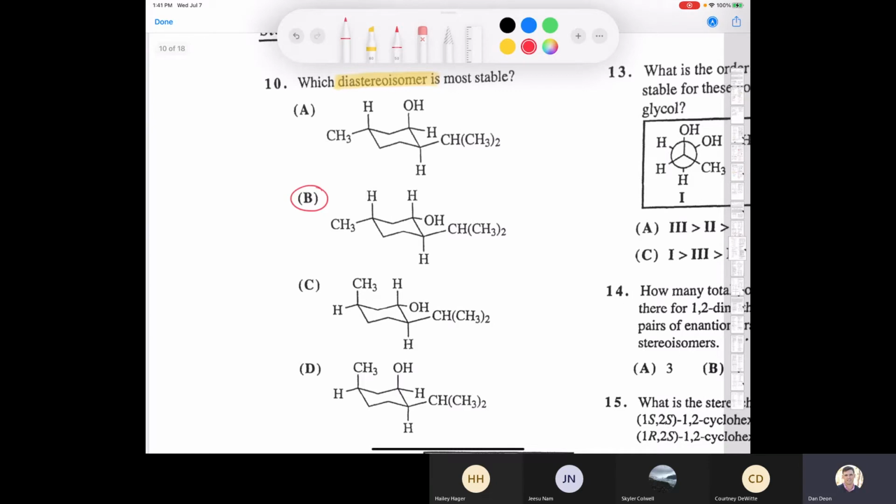I think the answer would be B because all substituents are equatorial, and there are no 1,3 diaxial interactions. All right, and you can see the 1,3 diaxial interactions here. You can see them here, and you can see them here as well. But in B, we don't have any of those to be concerned with.